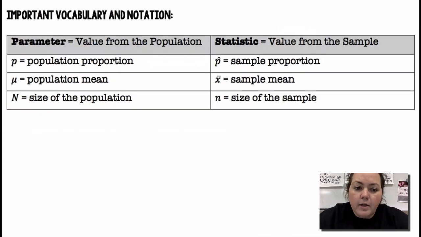All right, important vocabulary and notation. A parameter is a measurement of the population, a value that is obtained from the population. A statistic is a value that's obtained from the sample. So population, parameter; sample, statistic. If we're working with proportions, then p is our population proportion, and p hat is our sample proportion. If we're working with means, then mu is our population mean, and x bar is our sample mean. If we're talking about size, we use capital N for the population size, and lowercase n for the sample size.